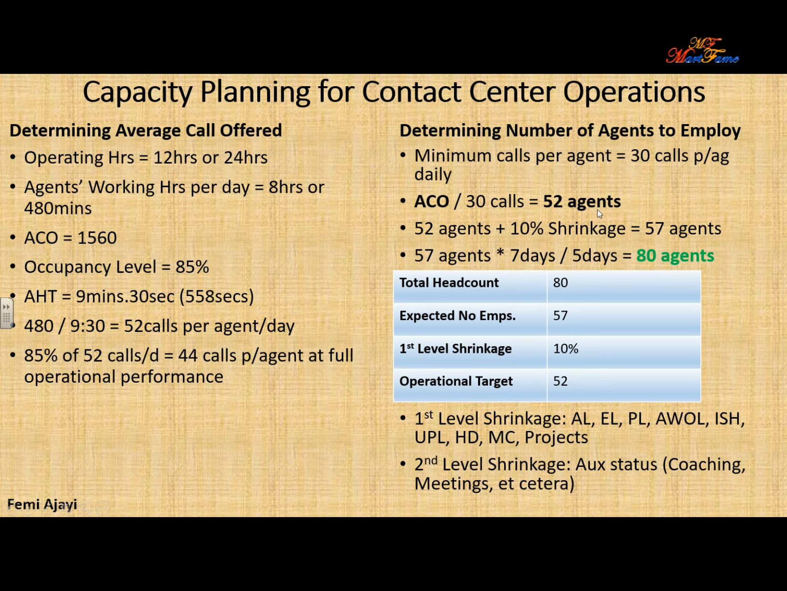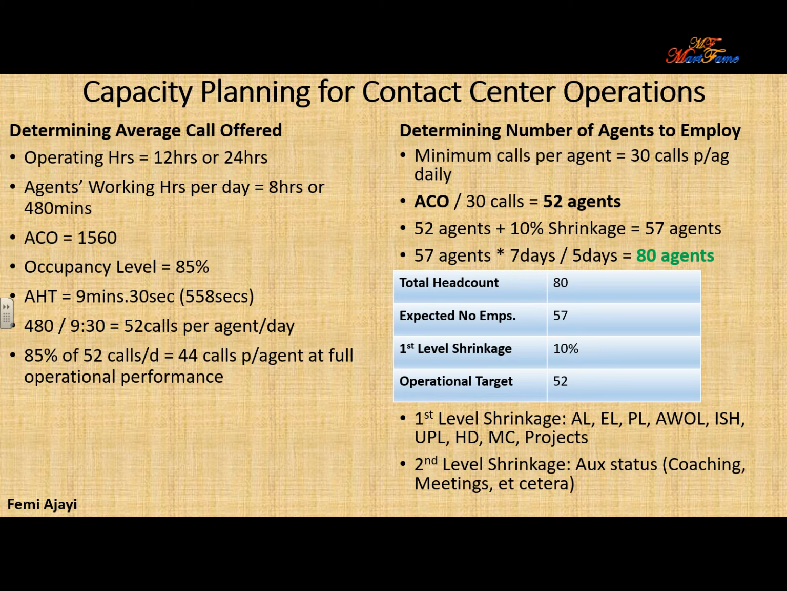So 52 agents. Now we know that it is highly impossible to have the total 52 agents turn out on a daily basis, because you're going to have some who are on annual leave, some will be on emergency leave, some will be calling in sick, some would probably not complete their staffing hours. So that is when we put our shrinkage into play here. So all these factors here, annual leave, emergency leave, paid leave, AWOL, incomplete staffing hours, will fall under the shrinkage. So let's set that to be 10%.